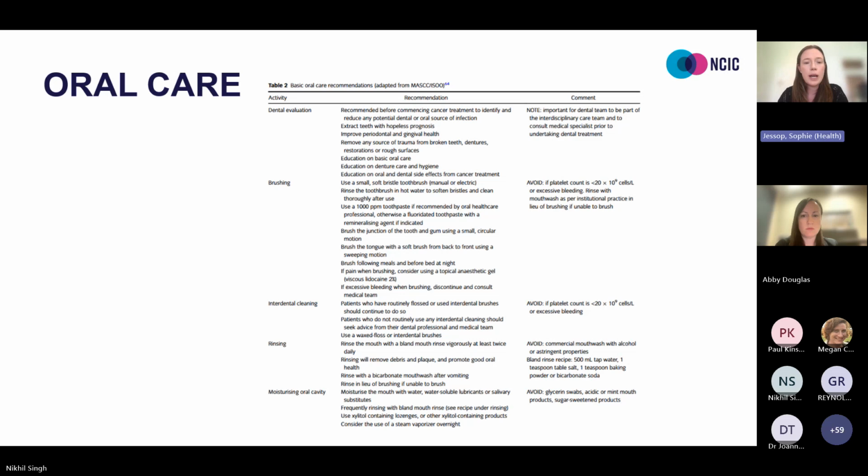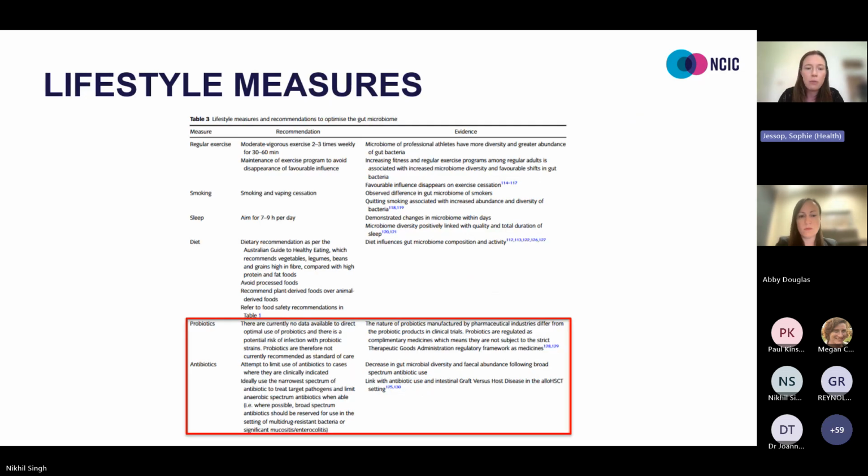This table talking about basic oral care, and there was recommendations adapted from the MASCC and the ISO, and went through detailed information about dental evaluations, brushing, interdental cleansing, rinsing and moisturising the oral cavity with a focus on avoidance or management of mucositis as well. And comments went to avoid, i.e. thrombocytopenic.